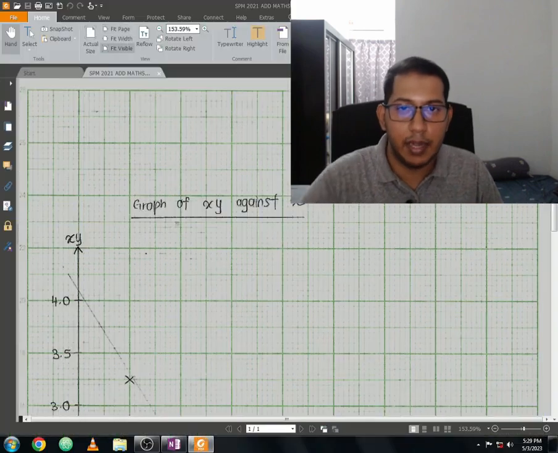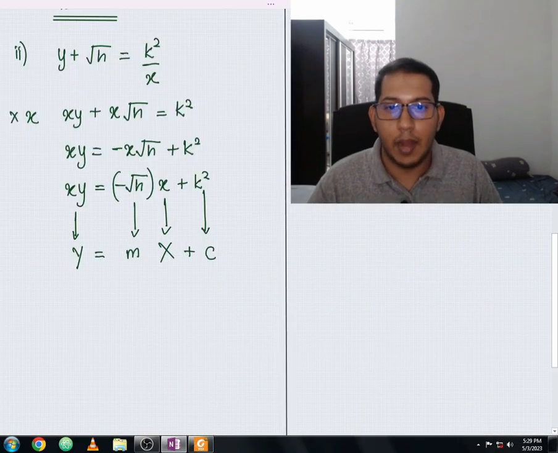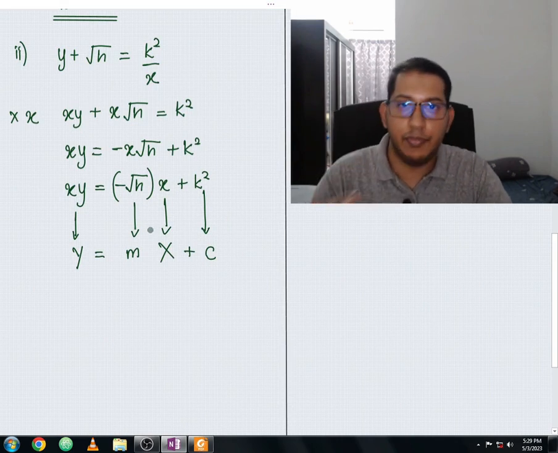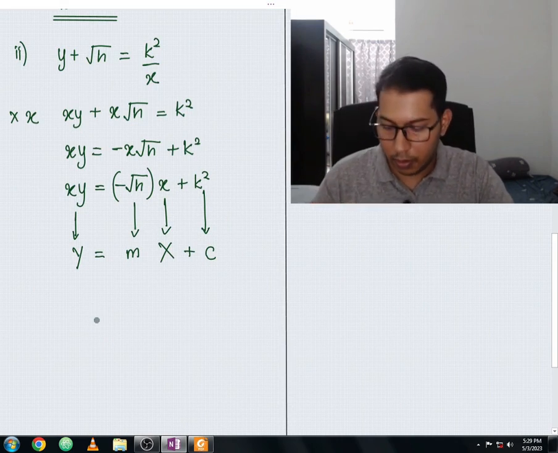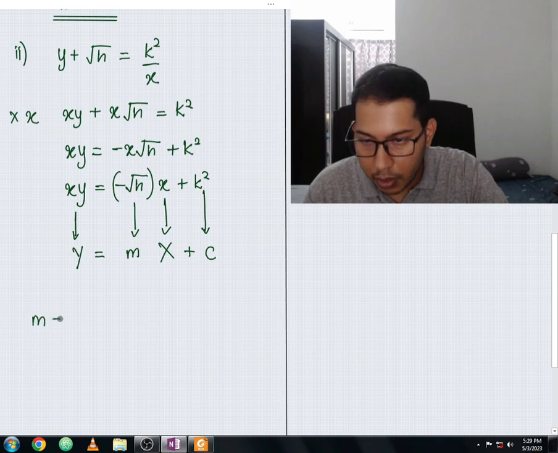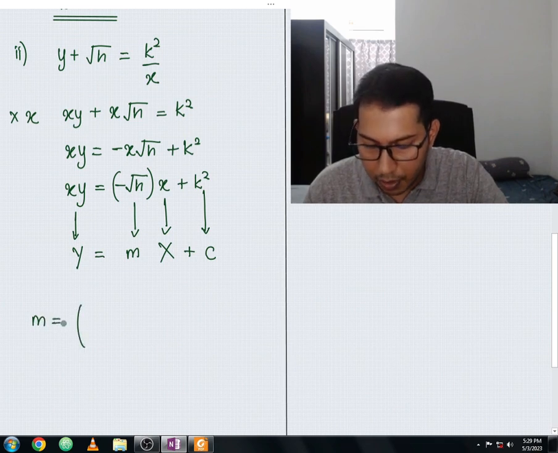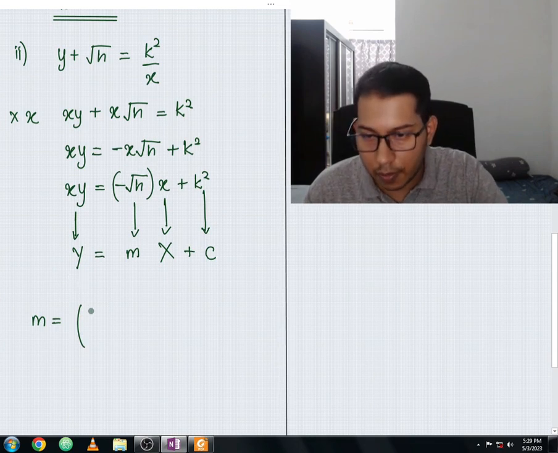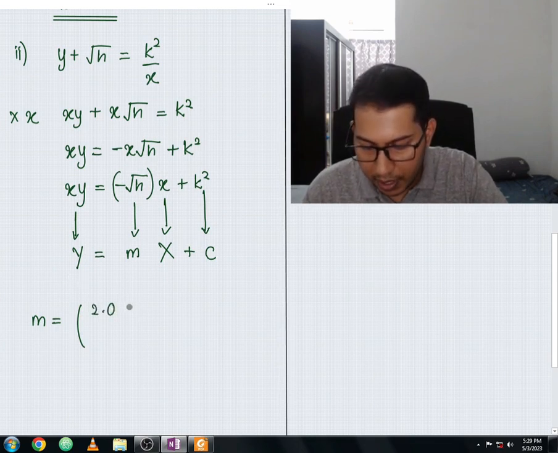So how to calculate the gradient? Basically it is y2 minus y1 divided by x2 minus x1. The same concept you apply over here. So from here m is equal to, which one you want to choose as y2 and which one as y1, it's up to you. So from here 2.0, and then you minus 1.5, and then divide by x2, 2.7 minus 3.35.